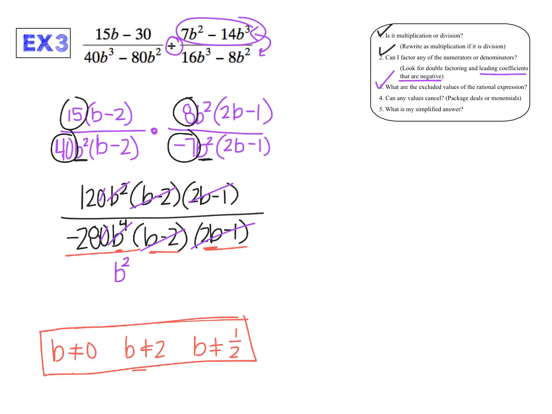So then I'm thinking about 12 and 28. So 4 can go into both of those. So 4 is going to go into 12 3 times, and 4 is going to go into negative 28, negative 7. So what I'm left with in the numerator is just 3, and in the denominator, negative 7b squared. And that is my final answer.